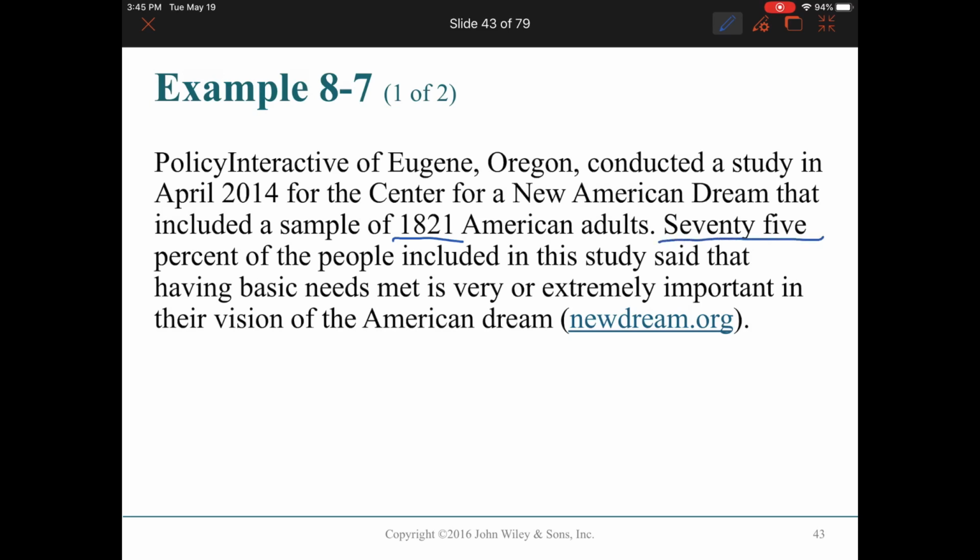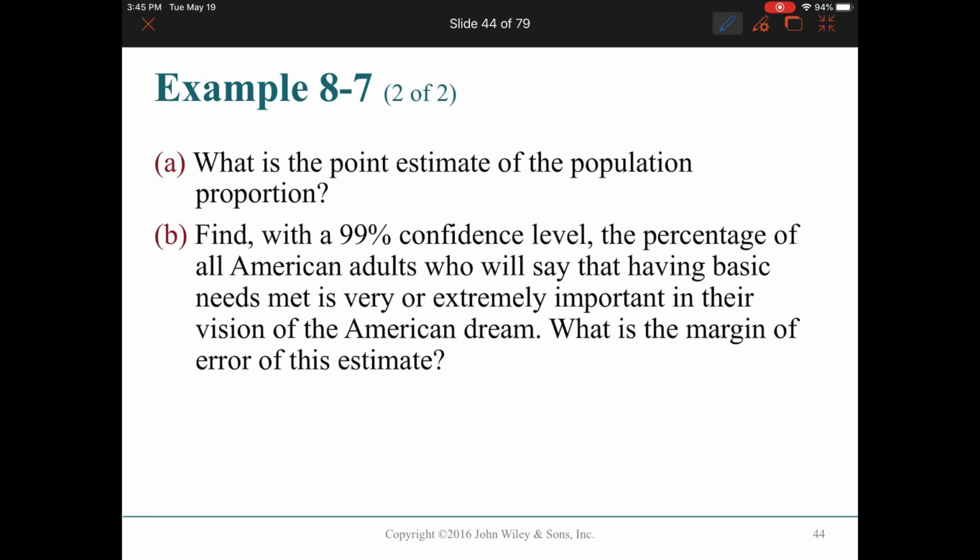Okay, so this example says that there's a sample of 1,821. That's just slightly bigger than 30. And we're talking proportions now. 75% of the people in this study said that having basic needs met is very or extremely important in their vision of the American dream. So p hat here is equal to 0.75. q hat's pretty easy as well. 1 minus 0.75 is 0.25.